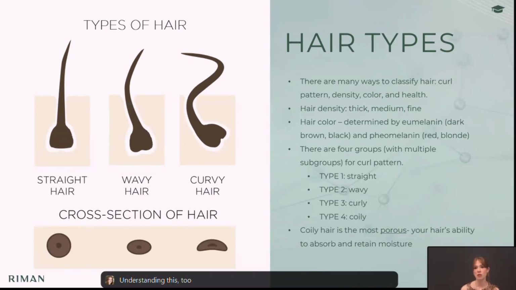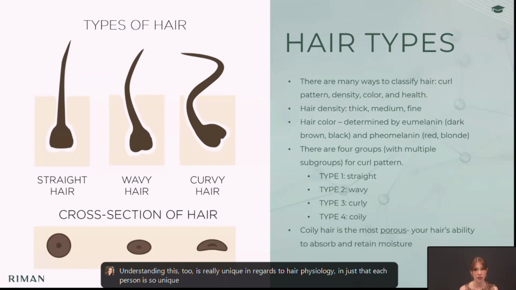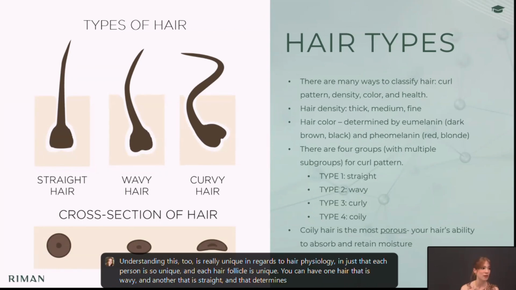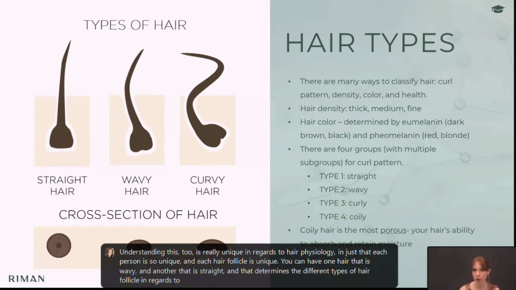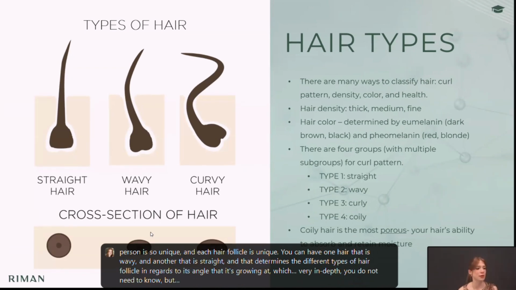Understanding this too is really unique in regards to hair physiology, in just that each person is so unique and each hair follicle is unique. You can have one hair that is wavy and another that is straight, and that determines the different types of hair follicle in regards to the angle that it's growing at, which, very in depth, you do not need to know, but for the purpose of our discussion today, I think it is important to point out.